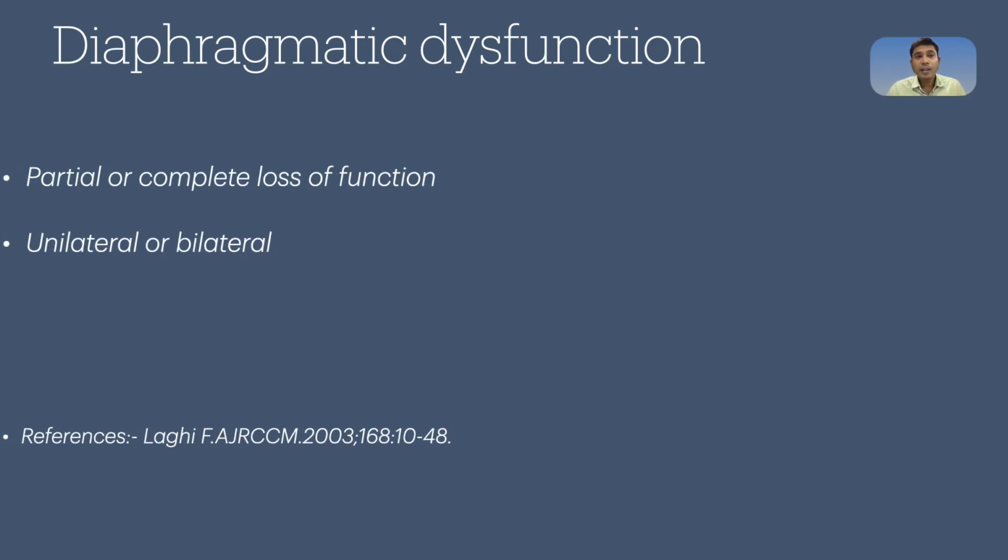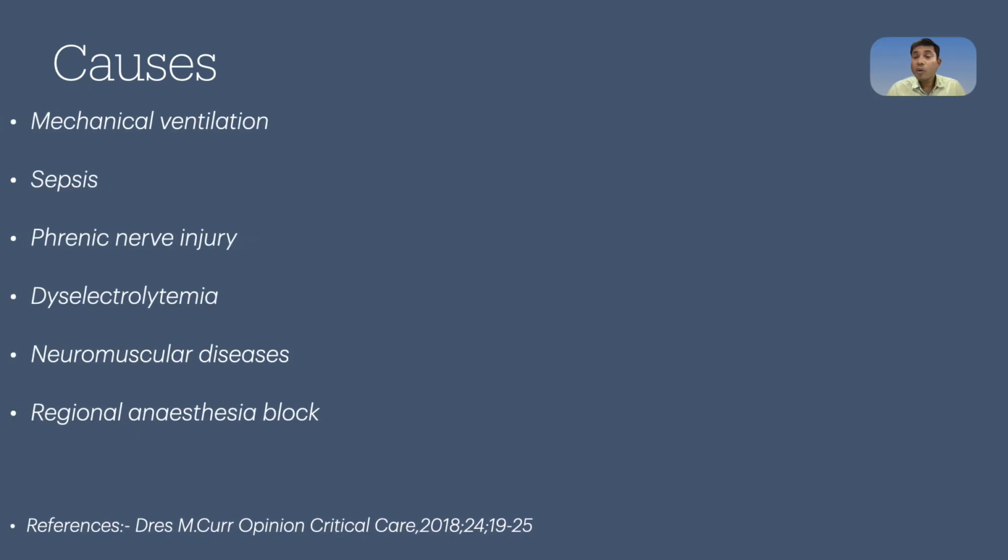So, what is diaphragmatic dysfunction mainly? It may be due to unilateral dysfunction or bilateral dysfunction. It may be partial or complete loss of function of the diaphragm. So, what are the causes? Prolonged mechanical ventilation, sepsis, dyselectrolytemia, neuromuscular diseases, and one of the most common causes is interscalene block in regional anesthesia.